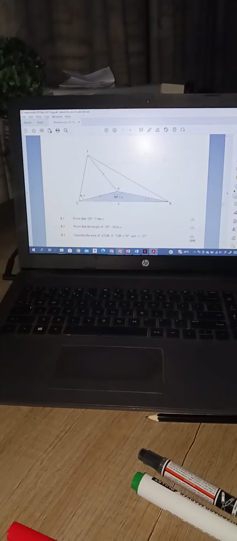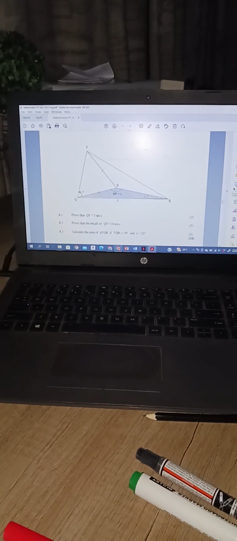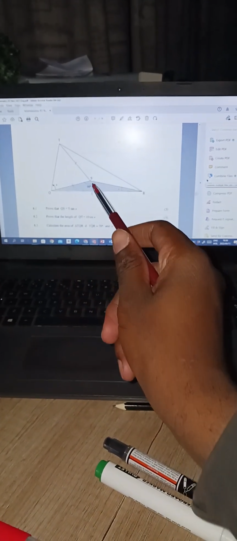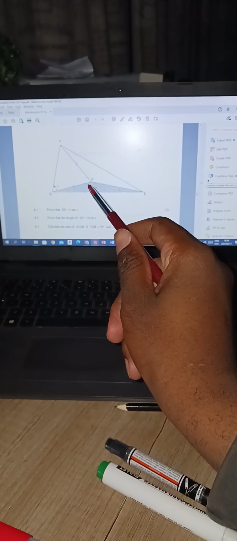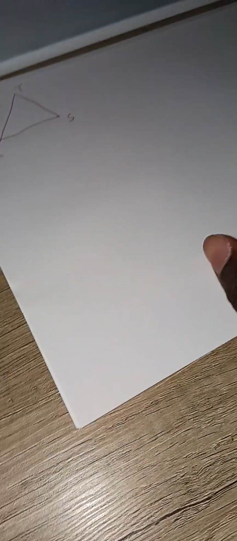That's it. Okay, second part is to prove that the length QT is equal to 10 sine X. Now QT comes from your T, Q, and S, and we're already told that QS is equal to TS. So let's redraw that triangle QTS. QTS would look something like this. And that's QTS.